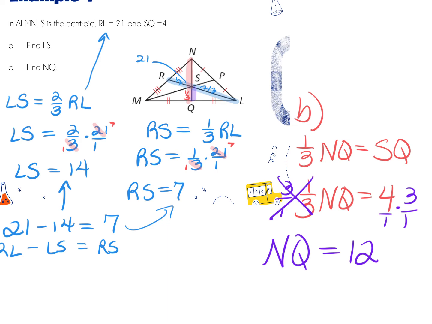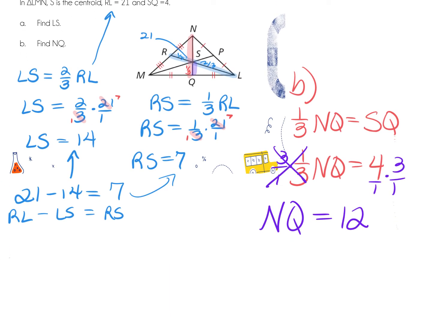Now, if it wanted NS, the 2/3 portion, what I could do is take the whole length that I just found, subtract out the piece they gave me, and 8 would have been NS.